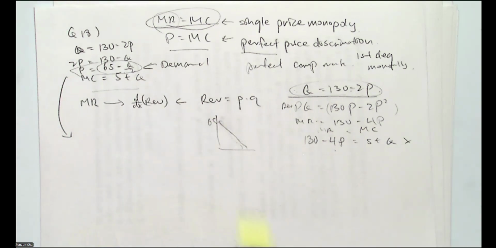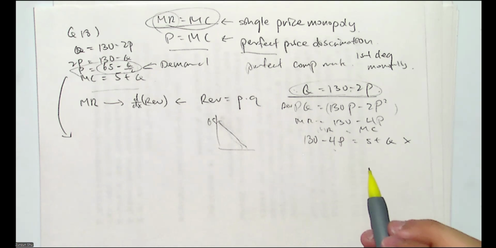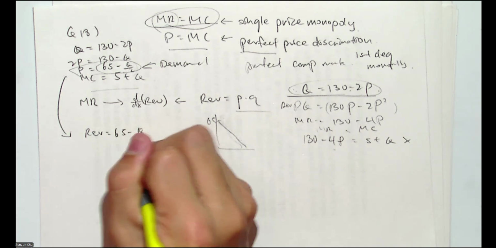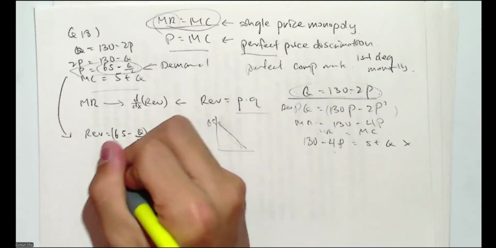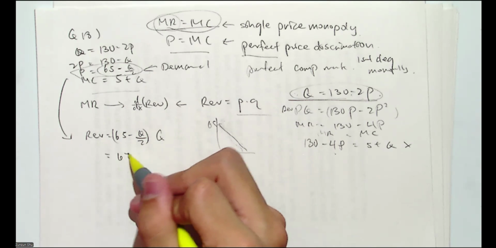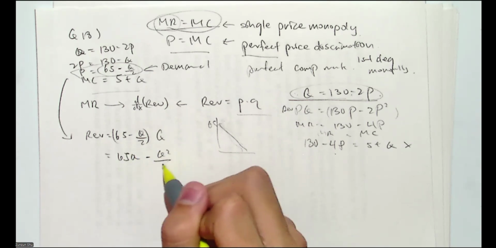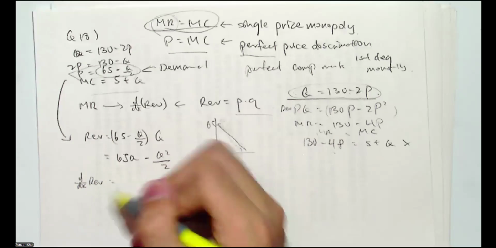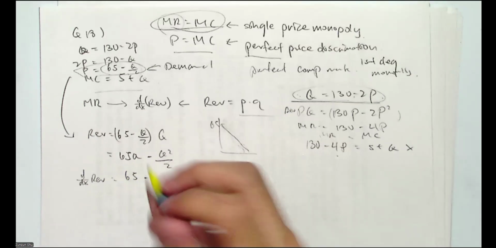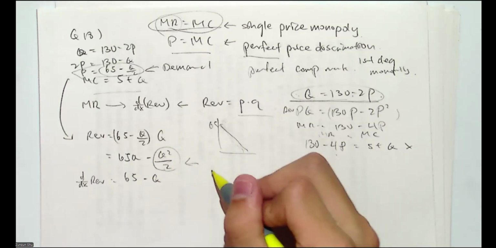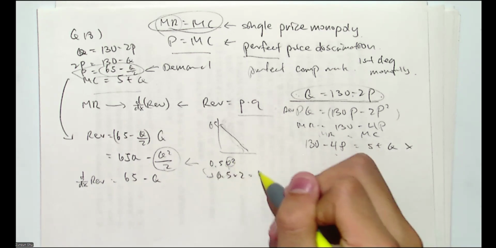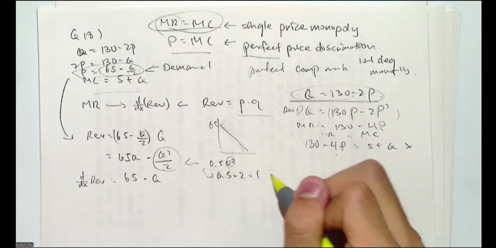So now we have P. We are going to find revenue by using P times Q. So revenue is equal to 65 minus Q over 2 times Q, so that's 65Q minus Q squared over 2. We take the derivative of that. d/dQ of revenue is equal to 65 minus Q. Why? Well, this is 0.5 Q squared. I take the derivative of that, 0.5 times 2, which equals 1. So that's your coefficient at Q.